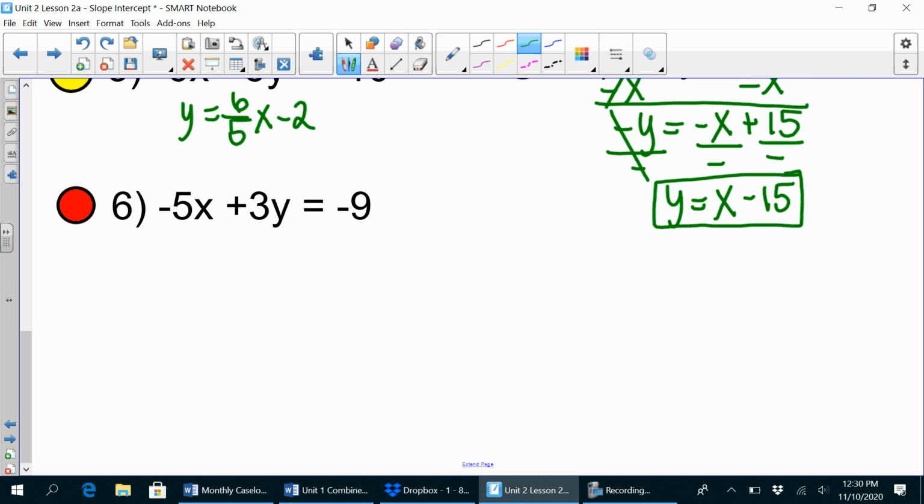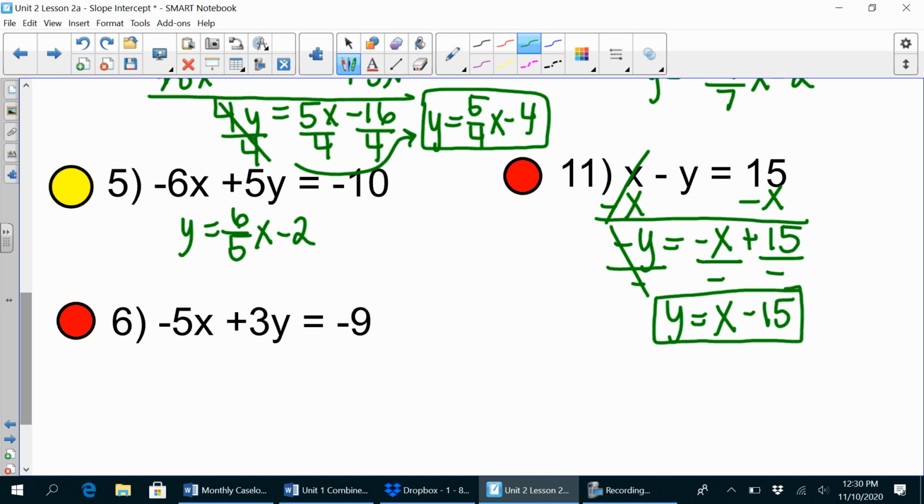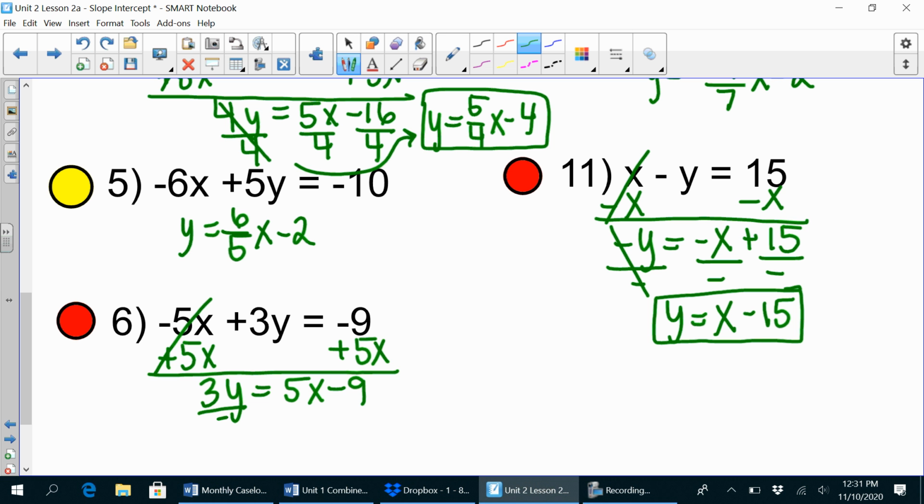Okay, that one was probably one of the trickier ones. Not so tricky once we talk about it together, but that might have been hard to get started because we didn't see one that looks like that yet. Here, this one is similar to the previous examples, and 5 always seems to be a pretty popular number. I have 3y equals 5x minus 9. I'm dividing everything by 3. And I have y equals 5/3 x minus 3.